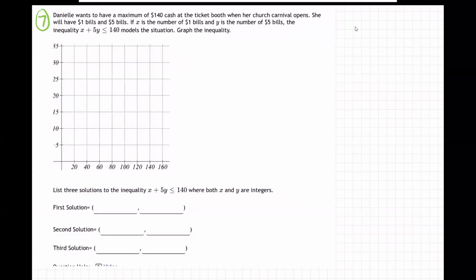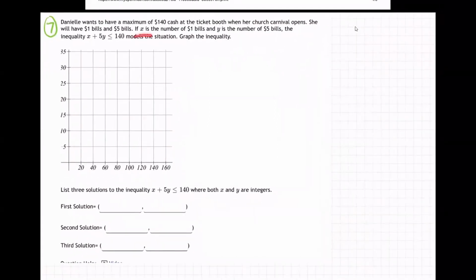Okay, so Danielle wants to have a maximum of $140 cash at the ticket booth when her church carnival opens. She will have $1 bills and $5 bills. If X is the number of $1 bills and Y is the number of $5 bills, the inequality, this one, models the situation. Graph the inequality.